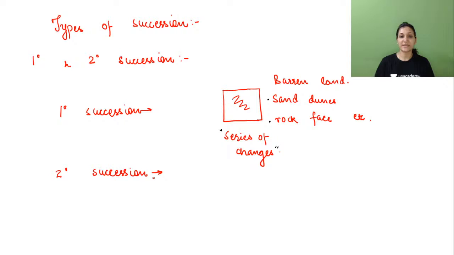What is secondary succession? It is the series of community changes which take place on a previously occupied or previously colonized area. But somehow it got disturbed or damaged, the habitat was damaged, and now it is not supporting any kind of life. So that is the clearance of a previously occupied area. If that is then occupied by a community or a series of communities, it is called secondary succession.